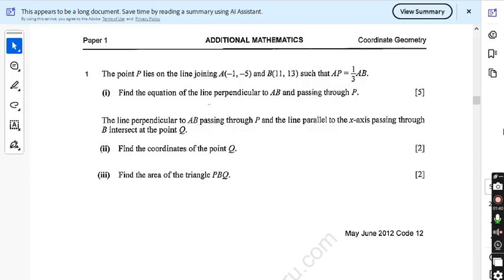The line perpendicular to AB passing through P and the line parallel to the x-axis passing through B intersect at the point Q. Part 2, find the coordinates of the point Q. Part 3, find the area of triangle PBQ. Very easy, but the whole question depends on part number 1. Let's have a look at the solution.